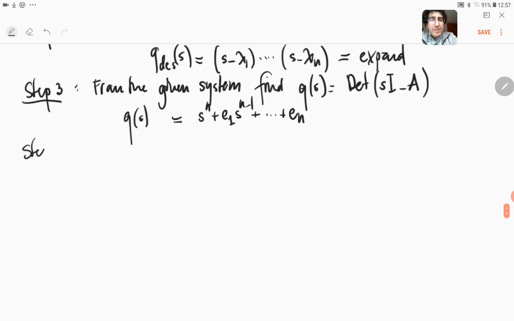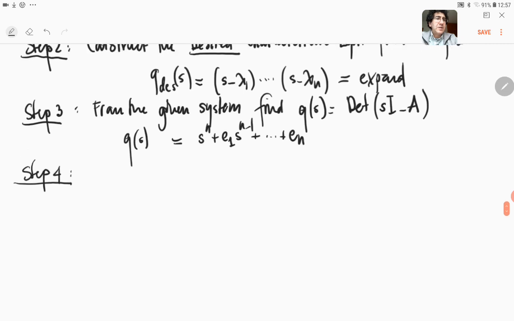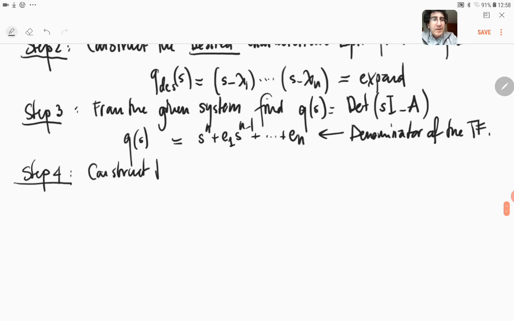Step 4. Now here we basically have the denominator of the transfer function for the given system, right? So from these coefficients, we can construct the controllable canonical form.